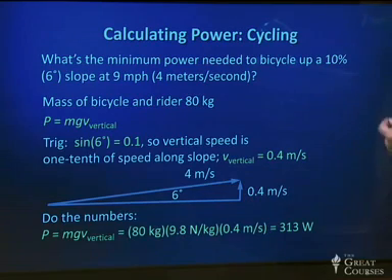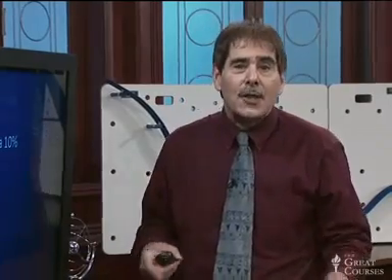We can do the numbers. P is mg times v vertical. 80 kilograms was the mass. g is 9.8 newtons per kilogram, 0.4 meters per second. That comes out 313 watts. That's about 300-watt light bulbs. And by the way, that is roughly 3 times the body's typical average power output.